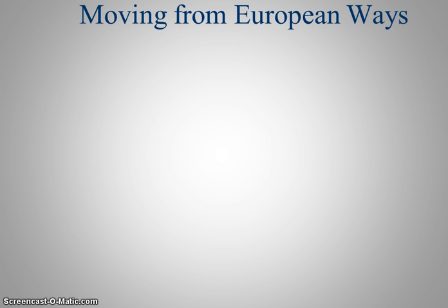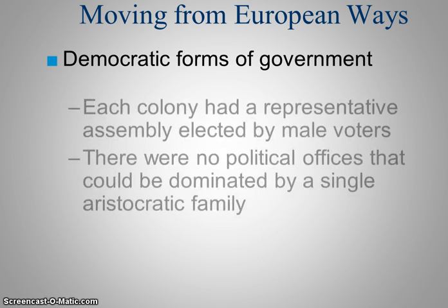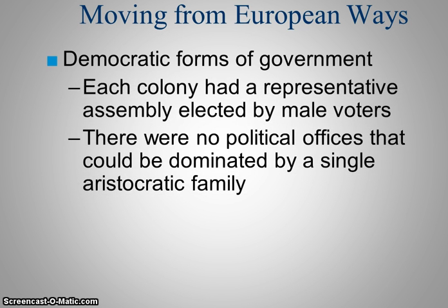So, what's happening in the colonies? Well, they're moving away from European traditions and ways. One, the governments here, the local governments and what become the state governments, are more democratic. Every colony had a representative assembly elected by its male voters, and there were no political offices that could be dominated by a single aristocratic family. So very different from European traditions.